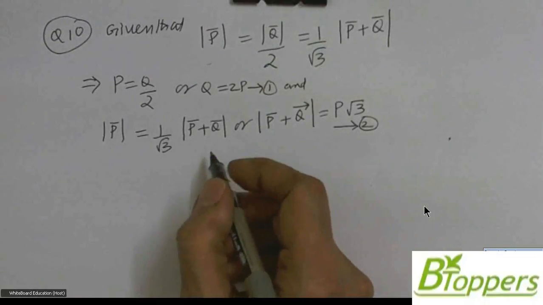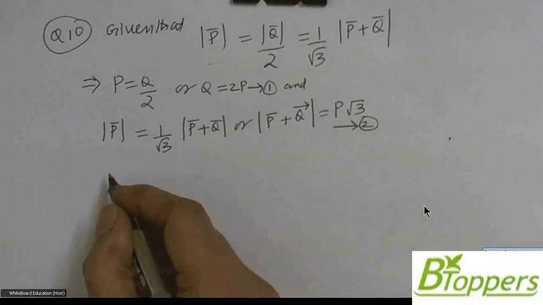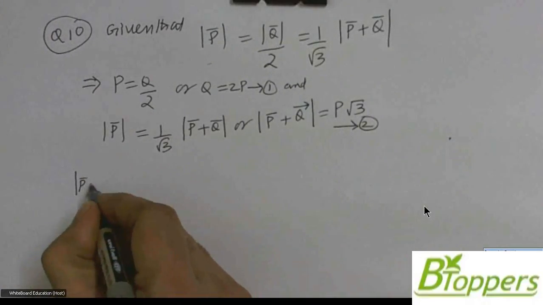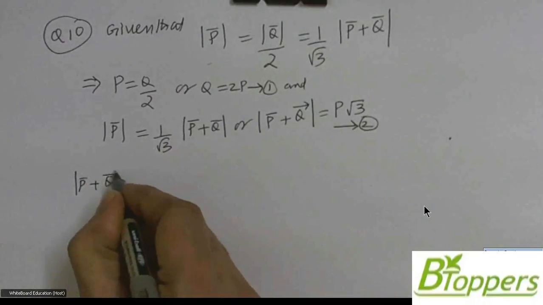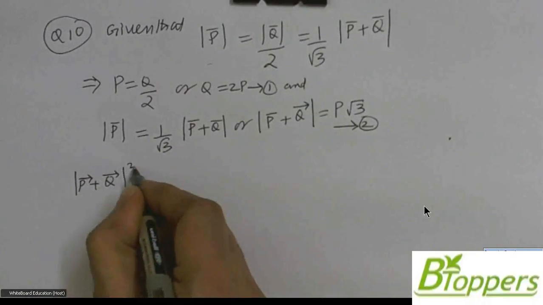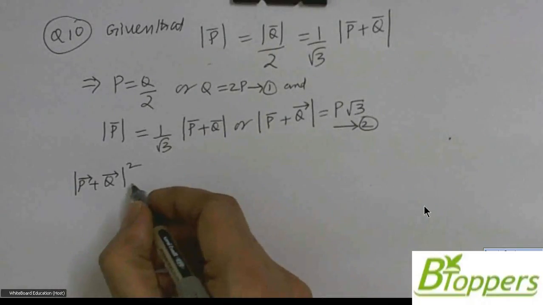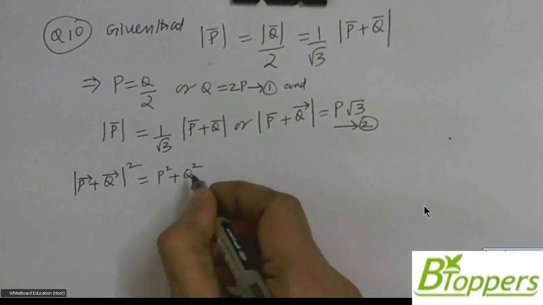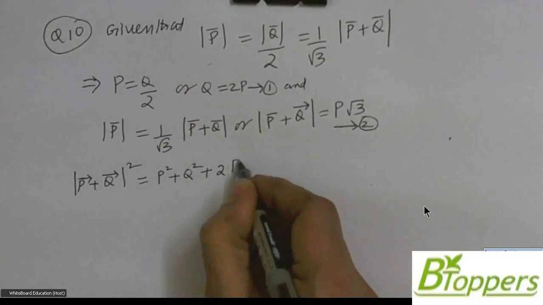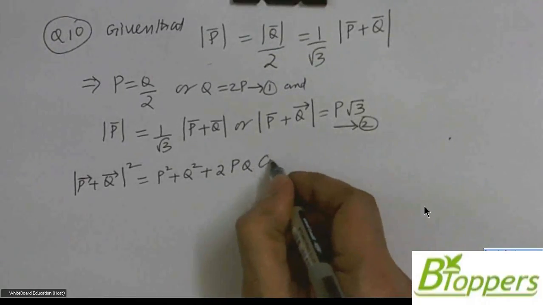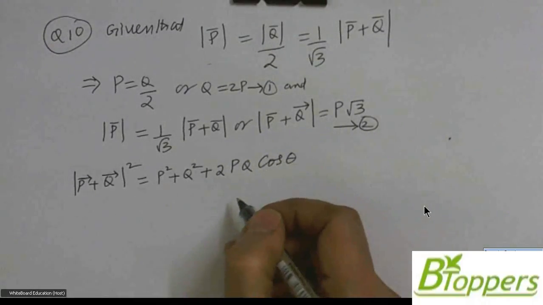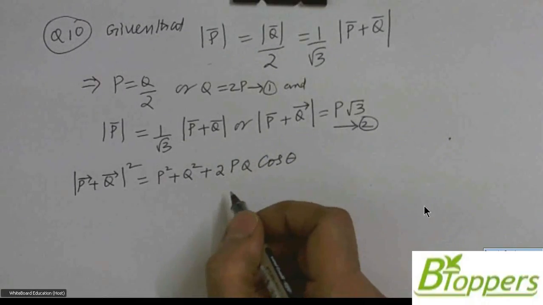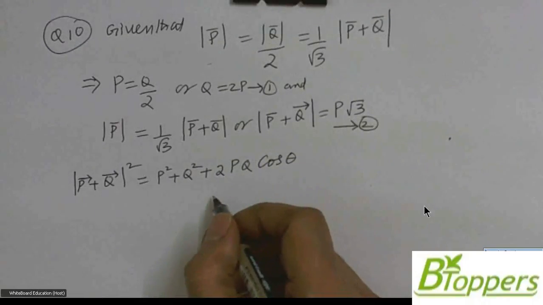If theta is the angle between the two vectors p bar and q bar, then we can write square of the magnitude of resultant of p bar and q bar is equal to p square plus q square plus 2pq cos theta, from the result which I discussed previously in the parallelogram law of addition of vectors.